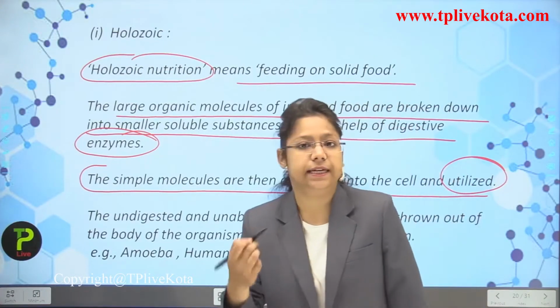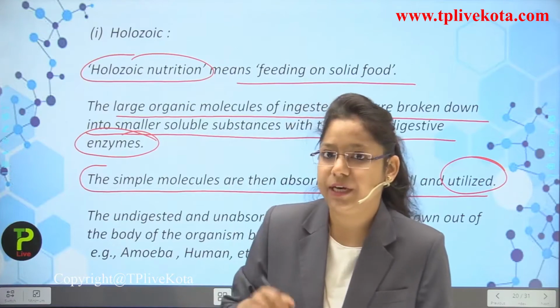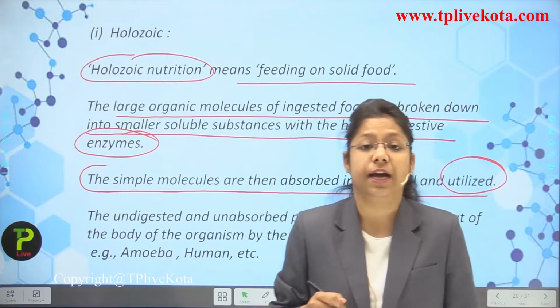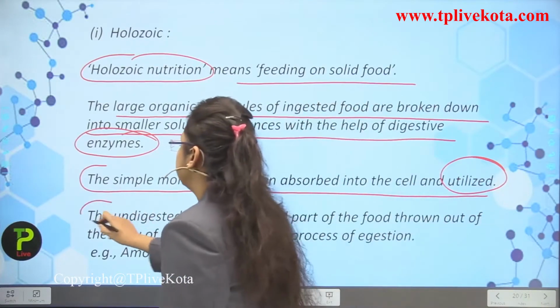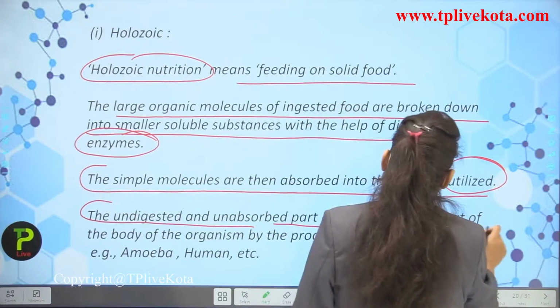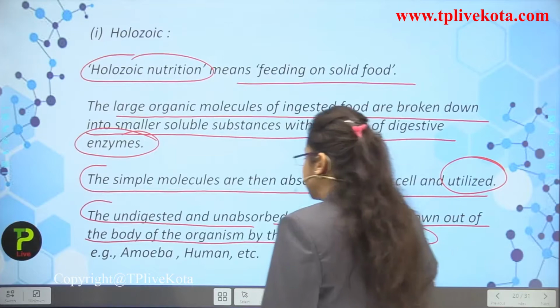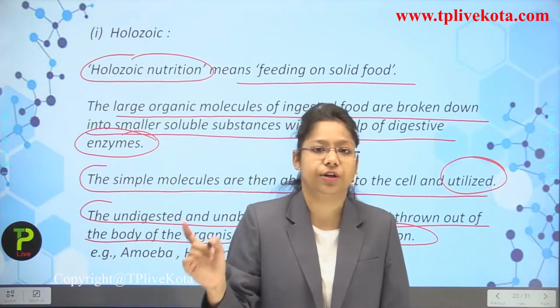So I am just telling all these lines to you that the food which is taken inside our body is just broken down into simpler substances and then it is utilized for the further metabolic activities. Okay, now the undigested food and unabsorbed part of the food is thrown out of the body of the organism by the process called egestion. Now we do the excretion process also. It is just the sort of egestion.